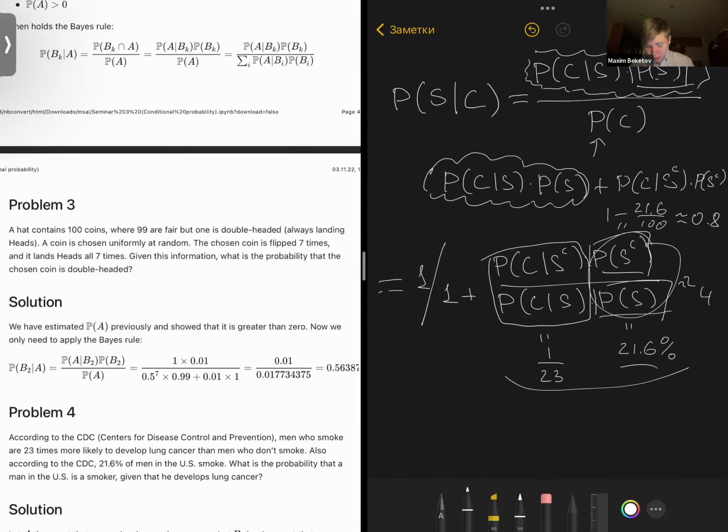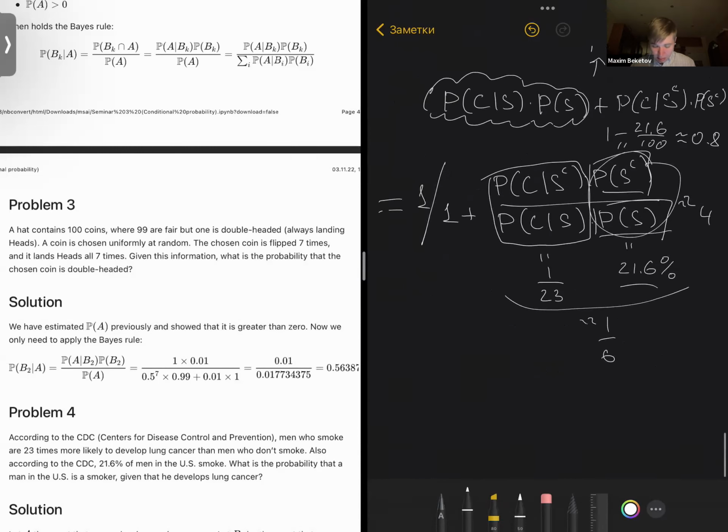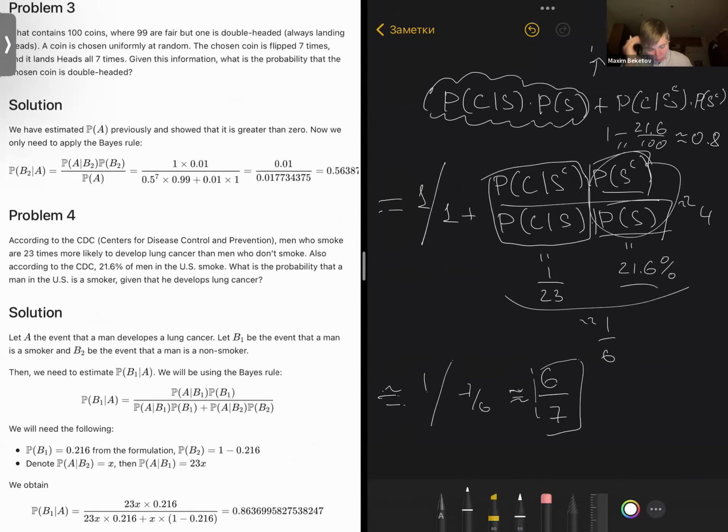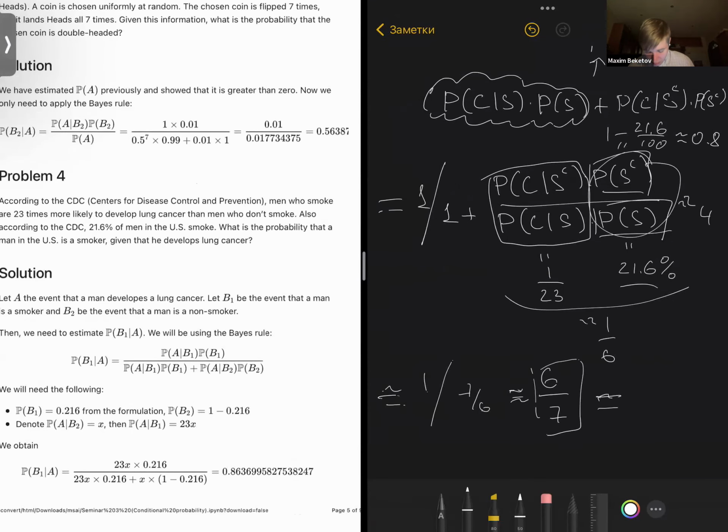So it's approximately 1 over 6, right? So 1 plus 1 over 6, we have 1 over 1 plus 1 over 6, it is 7 over 6, so it is approximately 6 over 7. And that is quite a lot. It is 0.8, right?